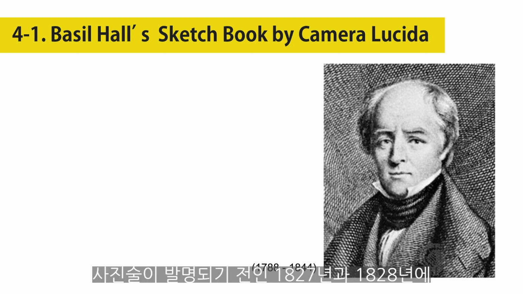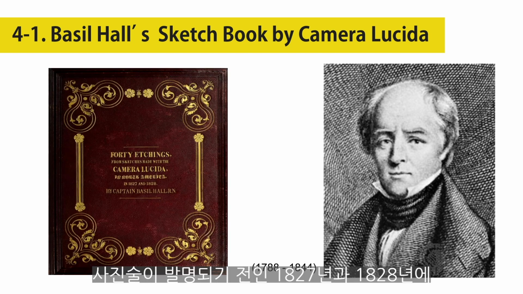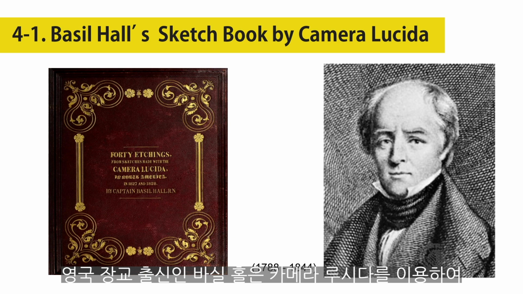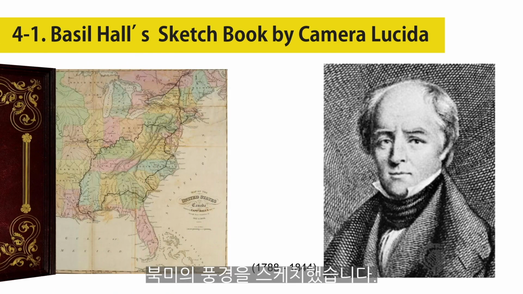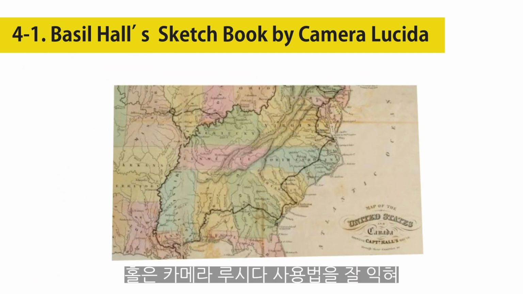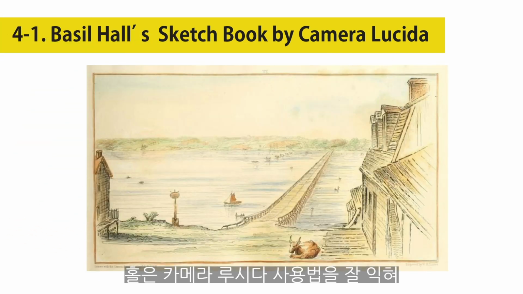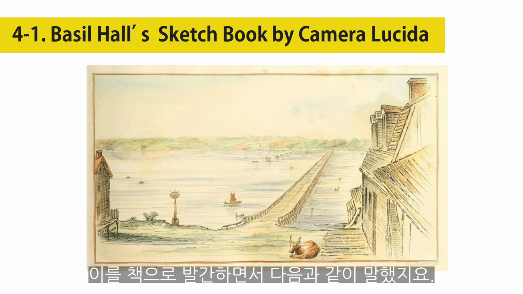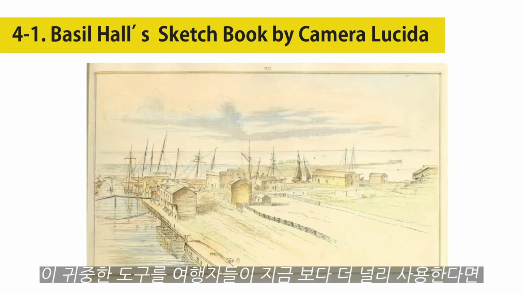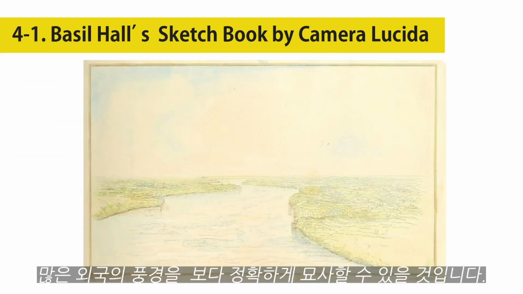In 1827 and 1828, before the days of photography, Basil Hall sketched the landscape of North America by the camera lucida. Captain Hall obviously had no issues mastering the use of the camera lucida. His book opens with an explanatory memorandum which states, "This valuable instrument ought perhaps to be more generally used by travelers than it now is. For it enables a person of ordinary diligence to make correct outlines of many foreign scenes."